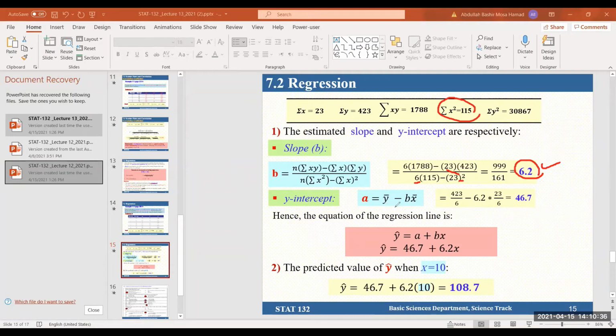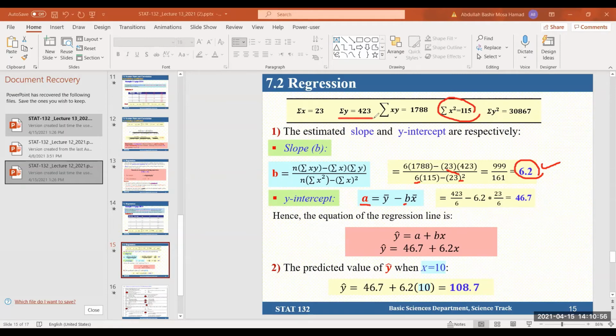If we compute the slope, then we have a shortcut for computing the intercept: intercept equals y bar minus b x bar. But if this is not right in the exam, this will also not be right, because it depends on this. We compute b and then we use this b to compute a. So a equals what? Y bar. What is y bar?